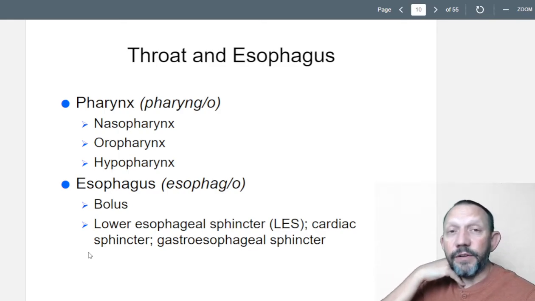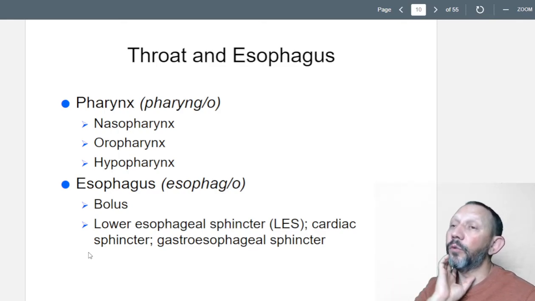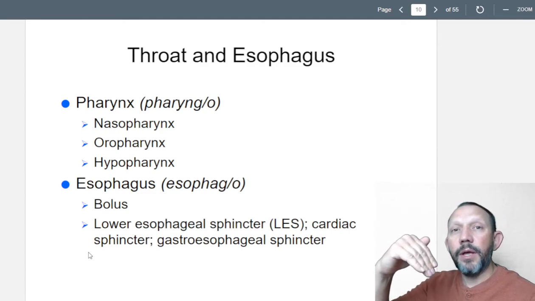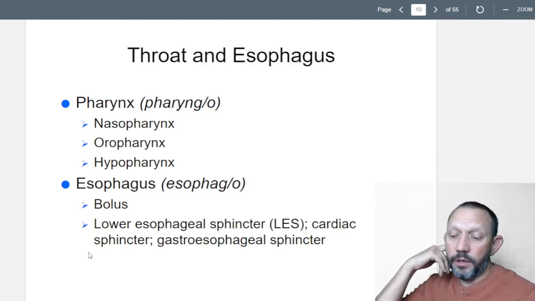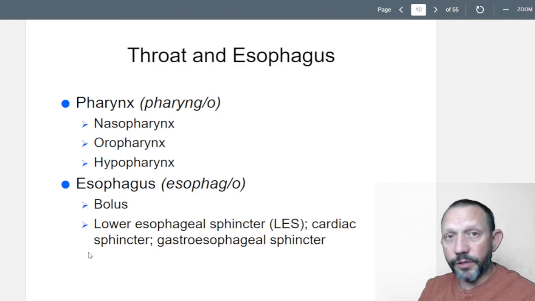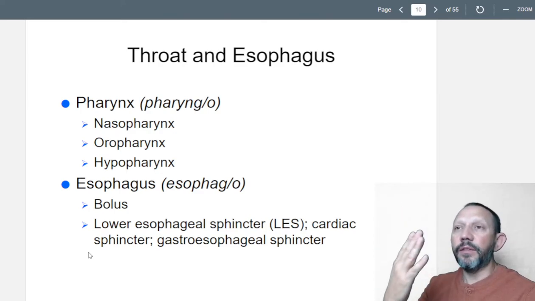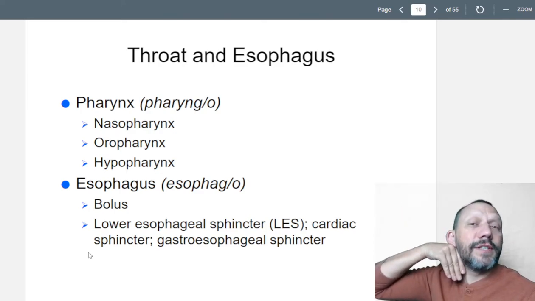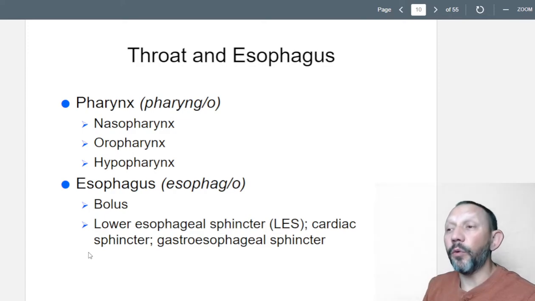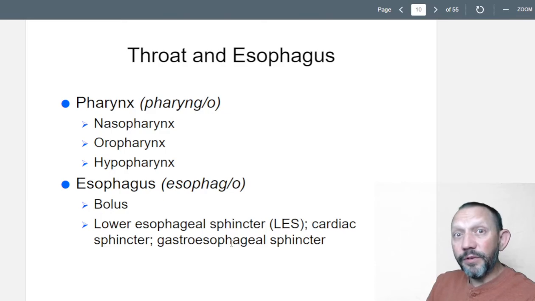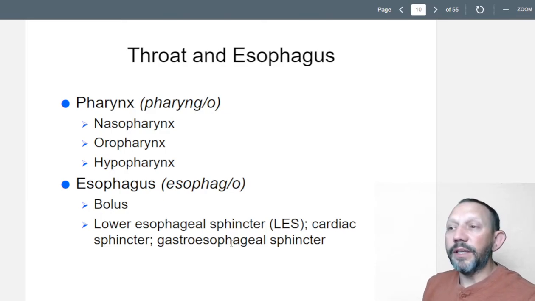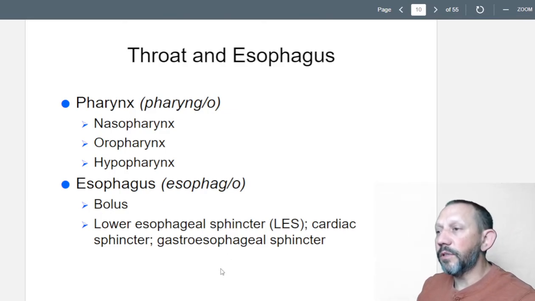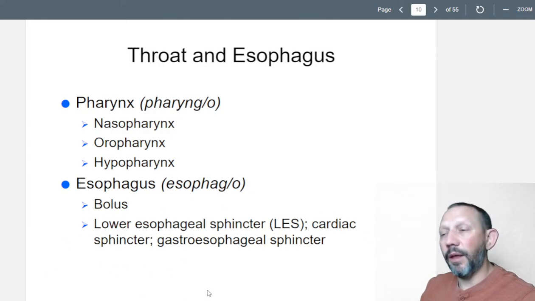Now in the laryngopharynx, you also have a flap called the epiglottis, called the guardian of the airway. It closes down so that you don't swallow stuff and it goes down your windpipe, okay? Lower esophageal sphincter, so that's at the bottom of your esophagus, right? Or the cardiac sphincter, okay? Gastroesophageal, those are all the same thing.